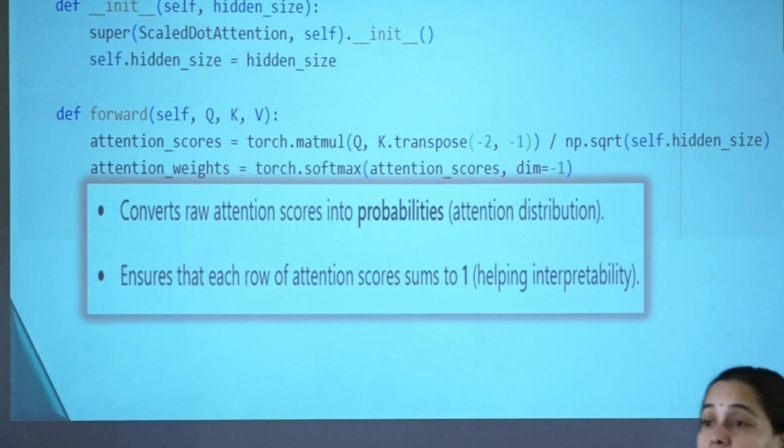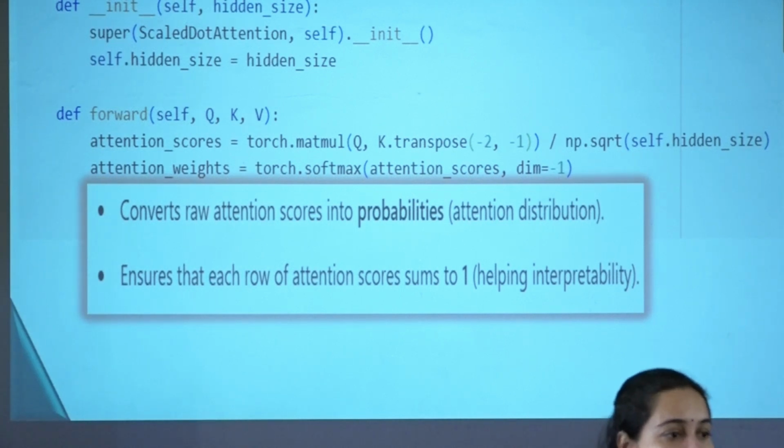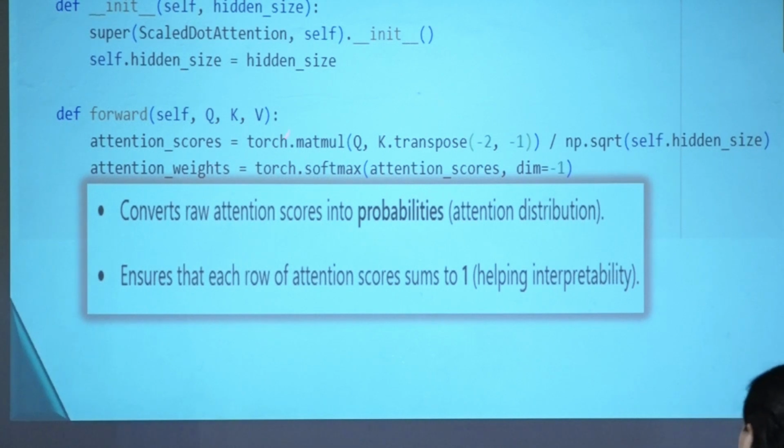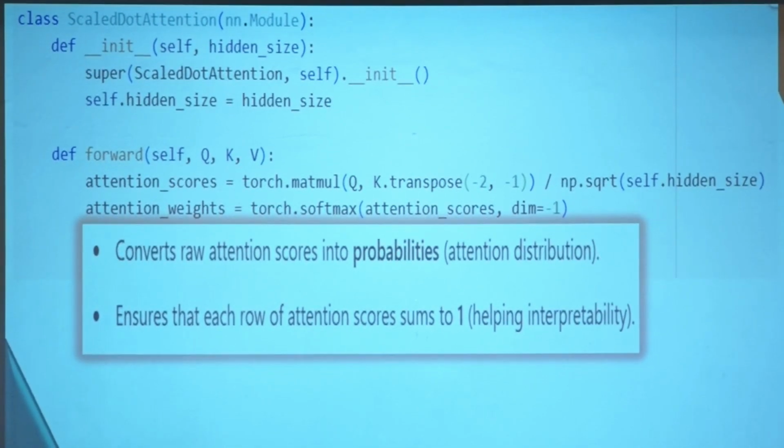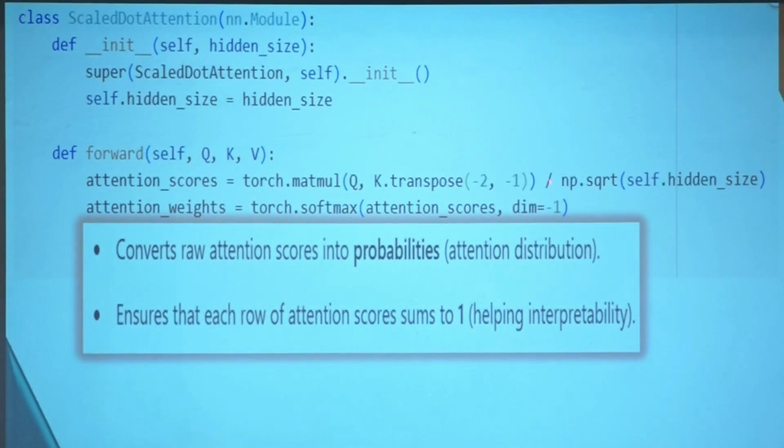After I get my attention score, am I able to take it further? No. I have to pass this through a softmax function to get attention weights. So here you can see I am using torch.softmax. I am passing my attention scores that I have got previously by applying dot product, and then I am choosing it here. Now here we convert raw attention scores into probabilities, that we call the attention distribution, and here we are also ensuring that each row of attention scores sums to 1.